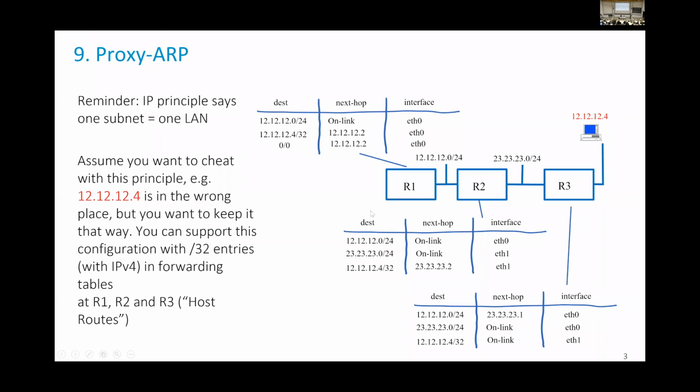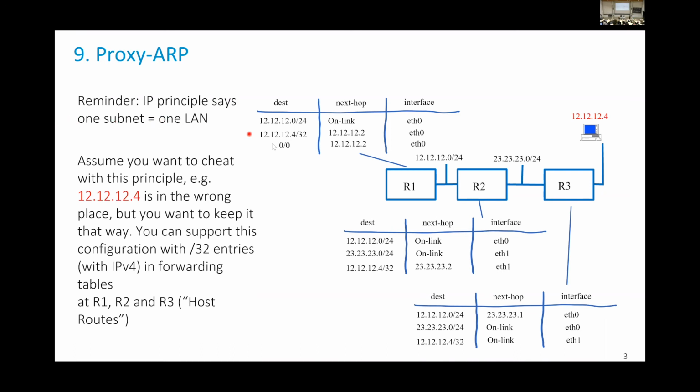So let's start with proxy ARP. In principle, IP says one subnet is one LAN. That's the same. It's just in the context of IP, we say subnet. In the context of, I don't know what, perhaps hardware and cabling, we say LAN. But for us, it's the same.